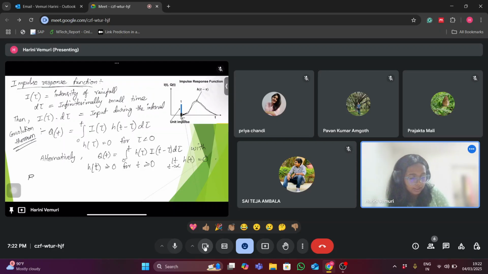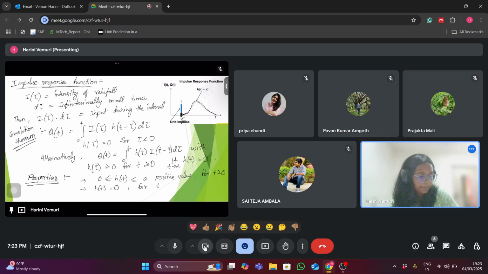So there are a few important properties related to the IUH. The first one is that the response function is always between 0 and a positive value for t greater than 0, and h of t is equal to 0 for t less than or equal to 0, and h of t tends to 0 as t tends to infinity. You can see at infinite duration that h of t is almost touching the 0 point.